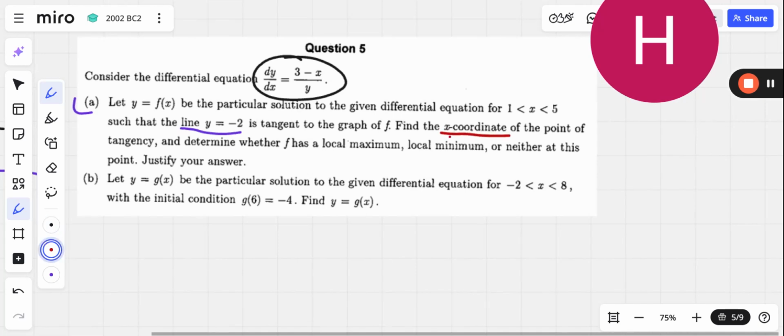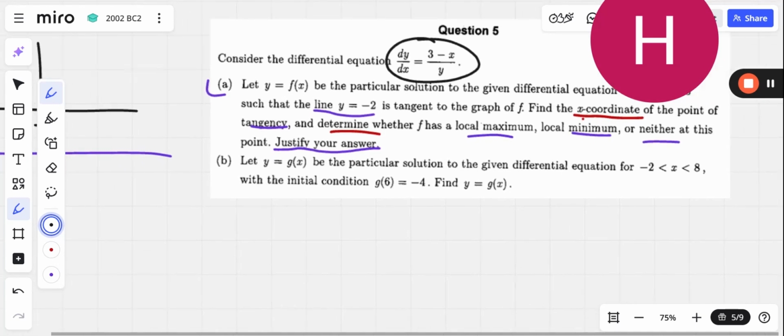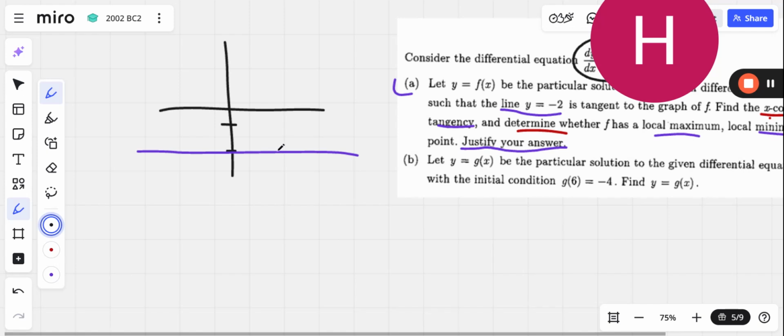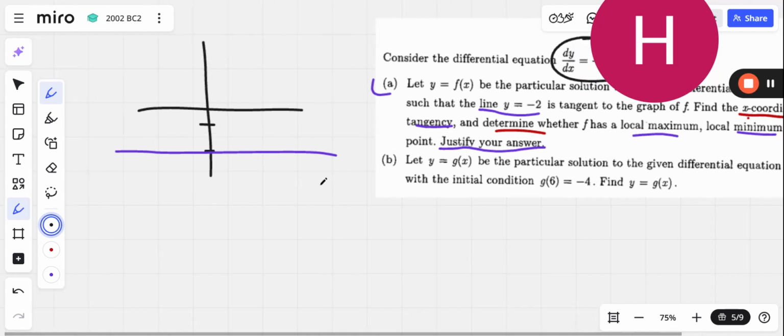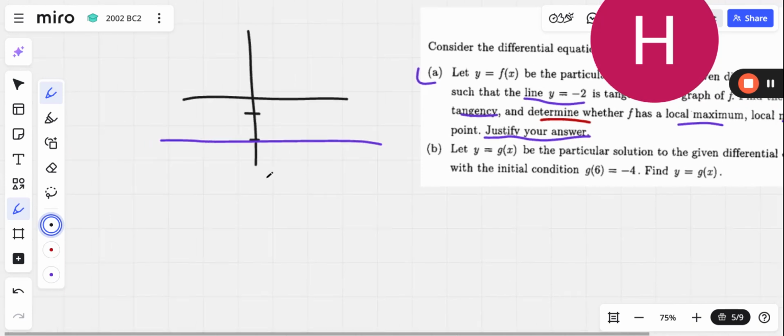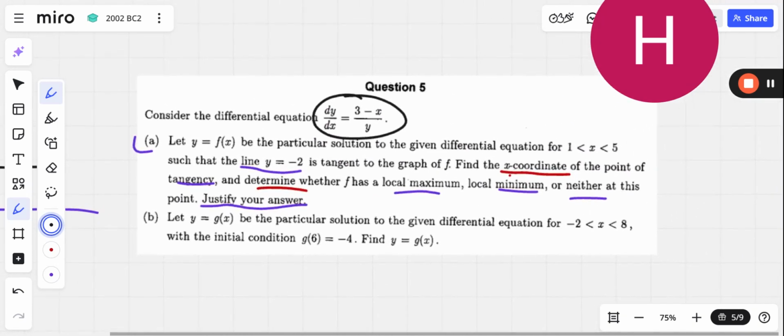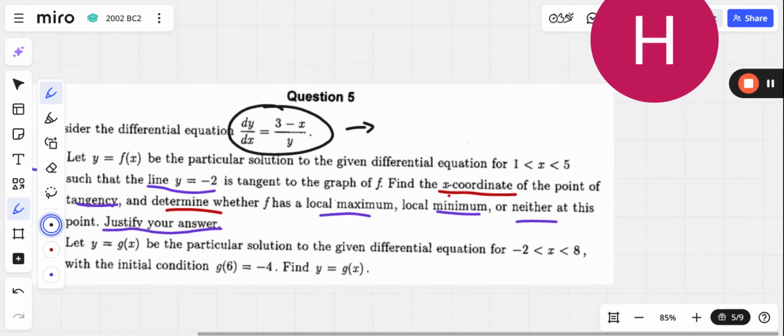Find the x-coordinate of the point of tangency and determine whether f has a local max, min, or neither. Of course, you need to justify your answer to determine that. You don't just guess. What do we know about a function that is tangent to a horizontal line? A function which has a horizontal tangent has a slope of 0 at that point. So we're basically going to set this equal to 0.